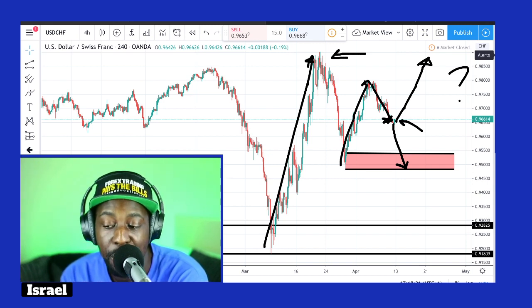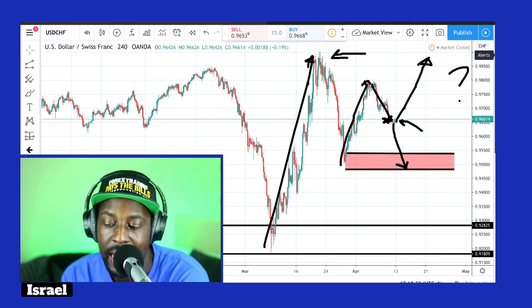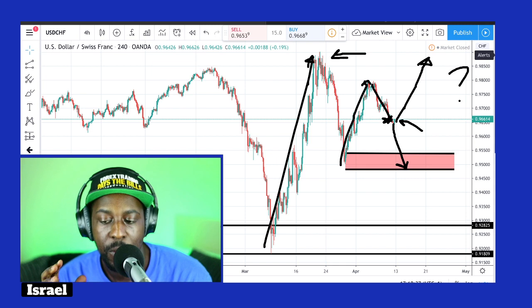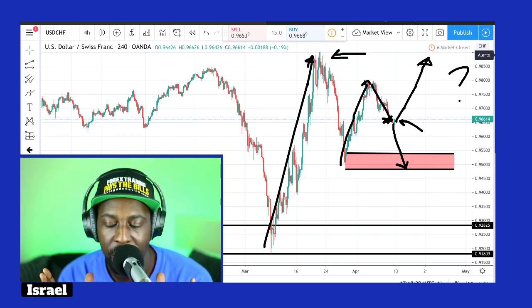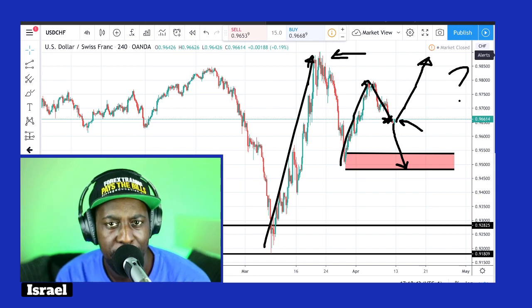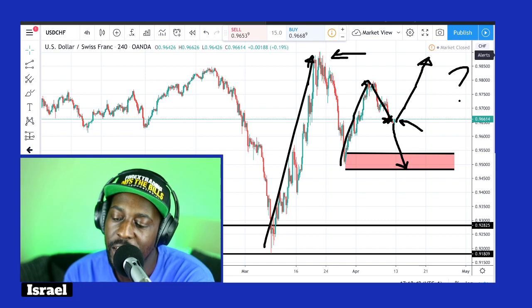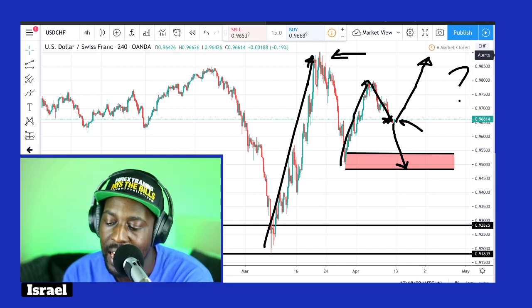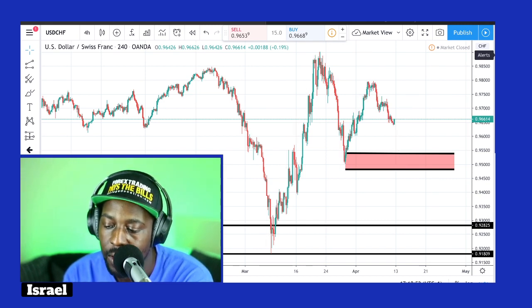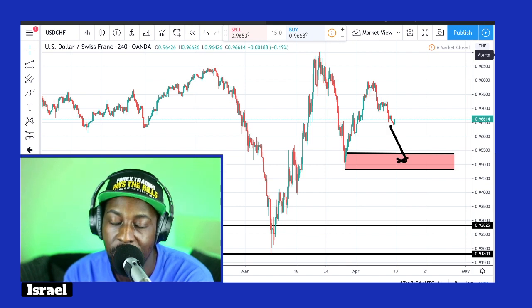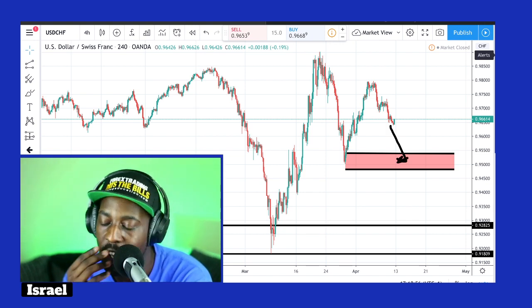For me personally, because I don't trade this currency, I don't know enough of the recent nuances of this currency to confidently say, okay, cool, this is the way it's going to go per se. But what I would say is these are the two scenarios I'd outline. If it's going to move down, I'd be cautious of this area, similar to how I was last week in regards to the pound against the dollar.